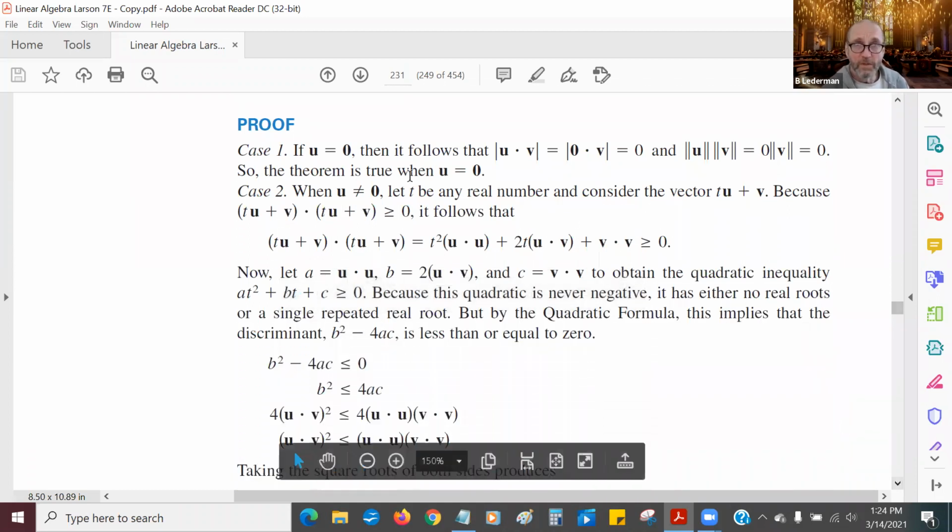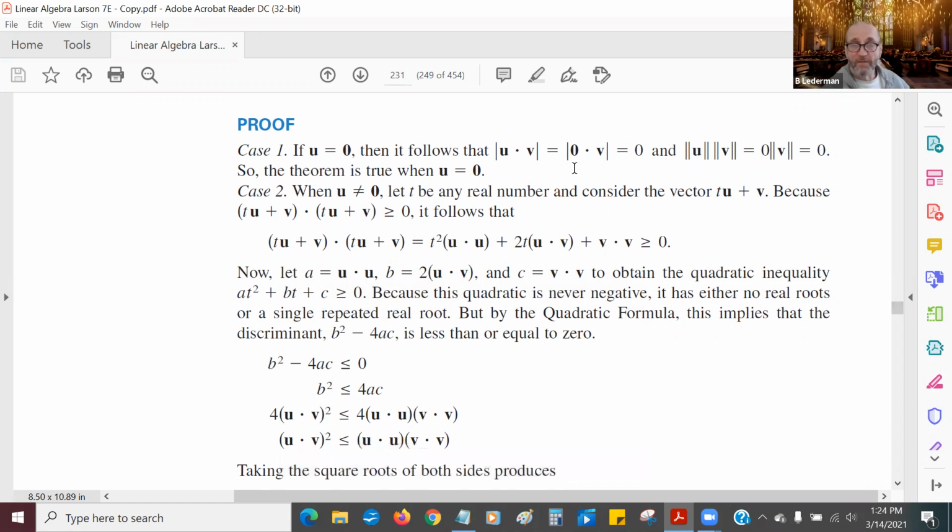If u equals 0, then u dot v, which is basically 0 dot v, is 0, and magnitude v equals 0. So the theorem is definitely true when u equals 0, because 0 is less than or equal to 0.